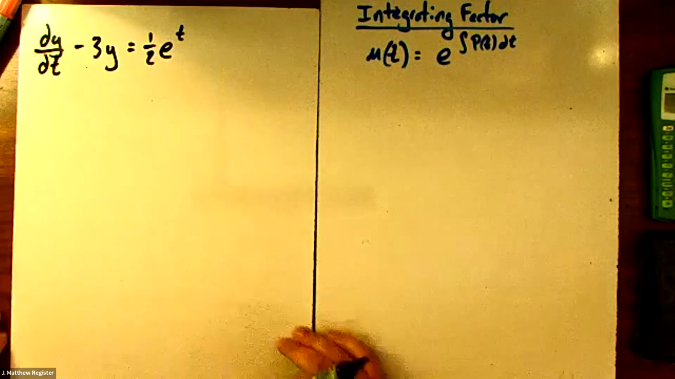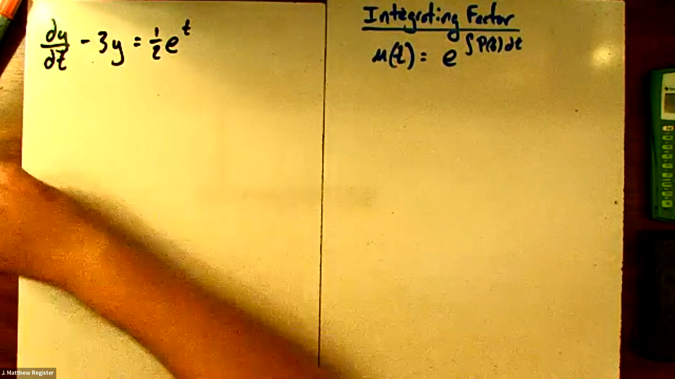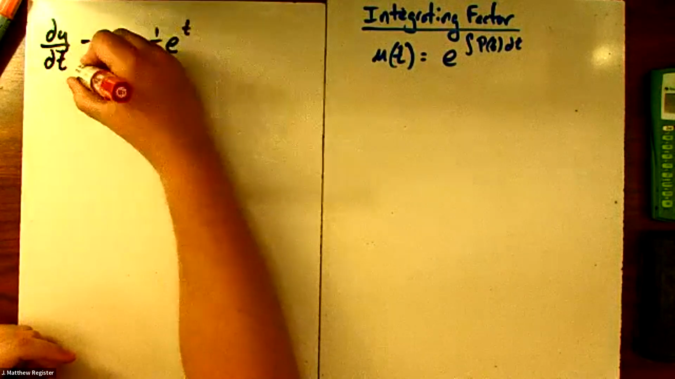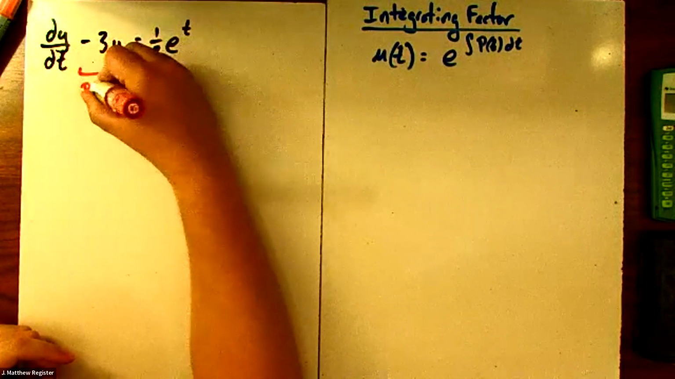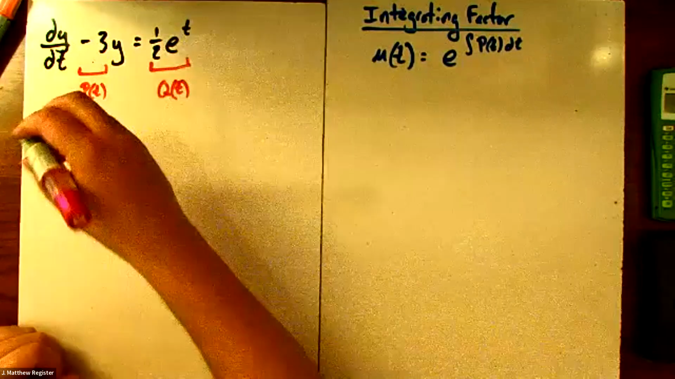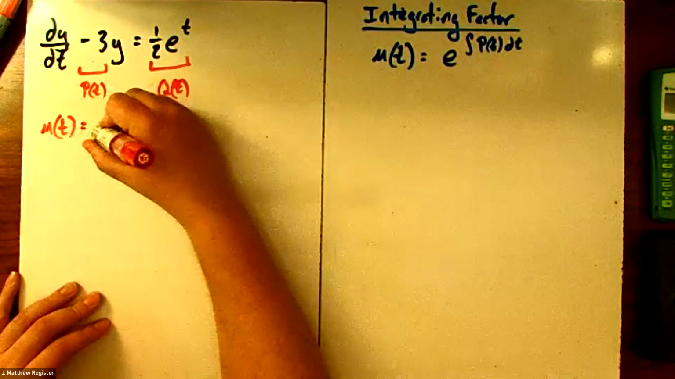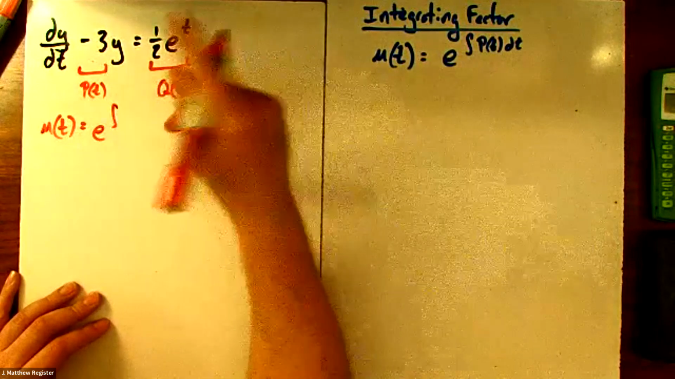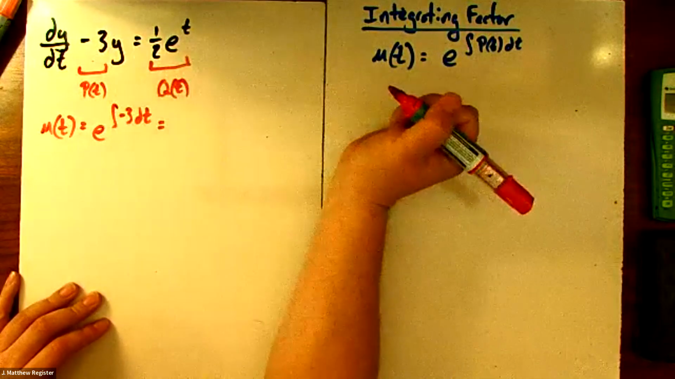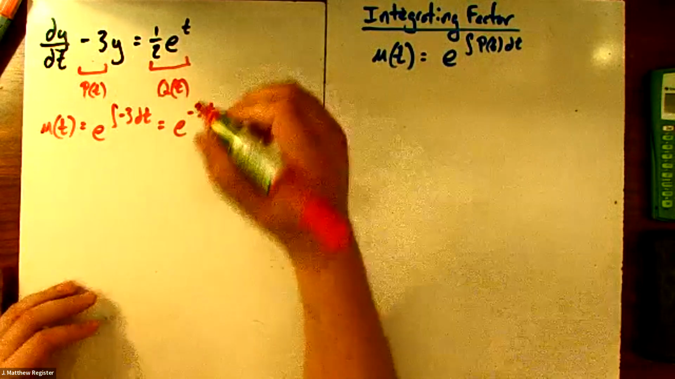So in order to figure this out, the first thing we need to do is figure out what our integrating factor is. And our integrating factor is just going to be the integral of whatever is in front of this y value. And so this is our p of t. Then this over here is our q of t. And our mu of t, our integrating factor, is going to be equal to e to the integral of -3. And e to the integral of -3 becomes e to the -3t.